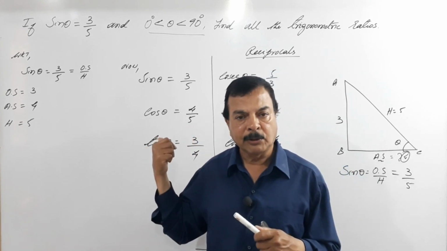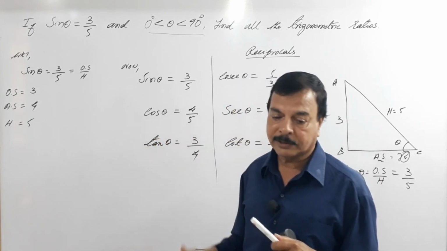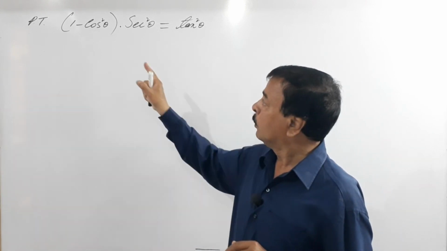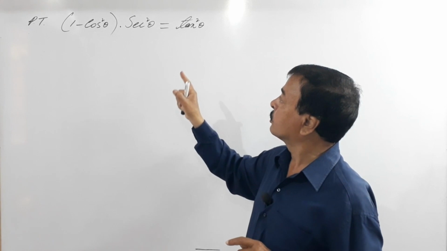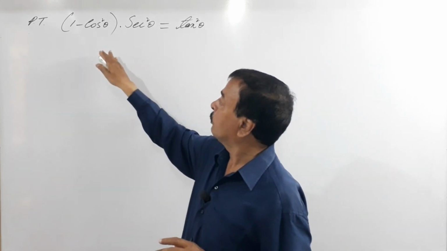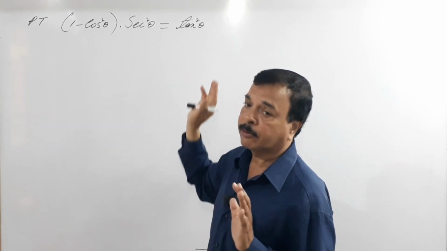तो शुरू करें सेकेंड प्रॉब्लम. यस, सो डियर स्टूडेंट्स, यहाँ पर एक प्रॉब्लम दिया गया है आपको, 1 minus cos square theta into secant square theta equals to tan square theta. We have to prove 1 minus cos square theta into secant square theta equals to tan square theta.